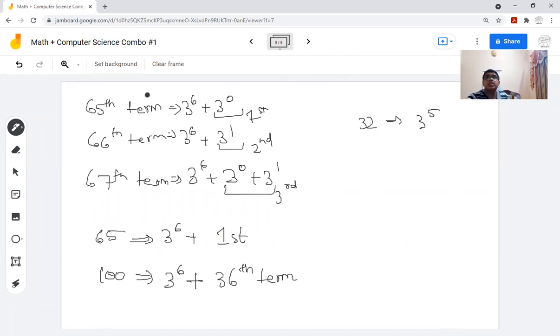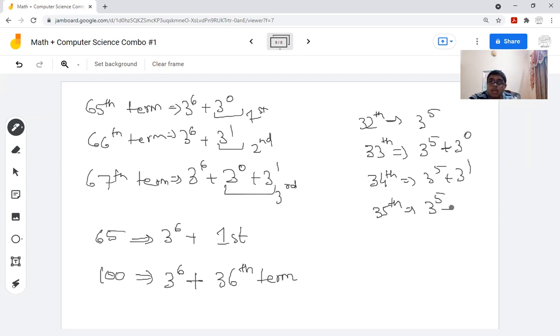And we do the same thing which we did here for the 65, 66, 67. So what's the 33rd term? What's the next least thing we can add to it? That's 3 power 5 plus 3 power 0. And then what's the 34th term? The next least thing we can add to it is 3 power 1. Then the 35th is going to be 3 power 5 plus 3 power 0 plus 3 power 1. For the 36th, the next least thing we can add is 3 square. So this is our 36th term.